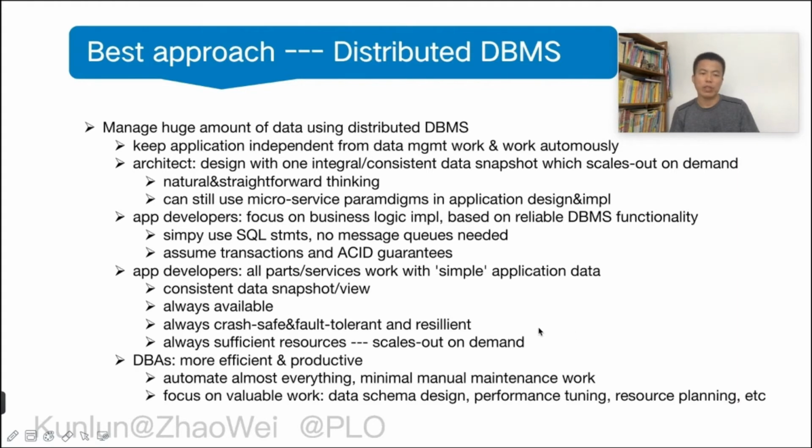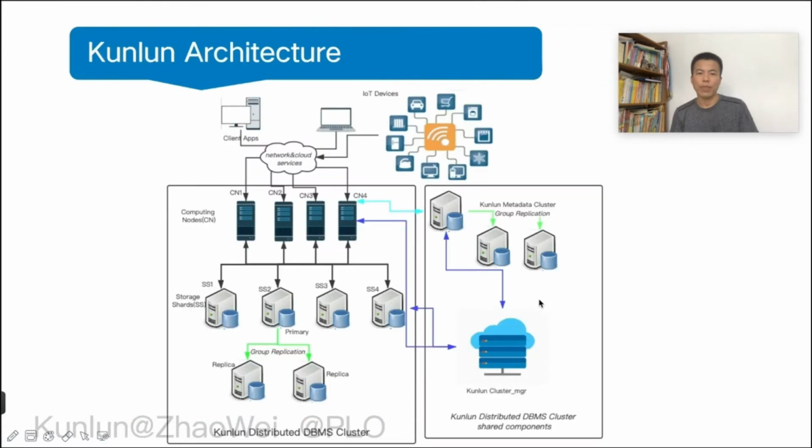For DBAs, they can work more efficiently and productively because the DBMS automates almost everything. So it only leaves minimal manual maintenance work for DBAs to handle. And DBAs can focus on valuable work such as data schema design, performance tuning, resource planning, and so on. And the Kunlun Distributed DBMS fully meets all such needs. So let's see Kunlun next.